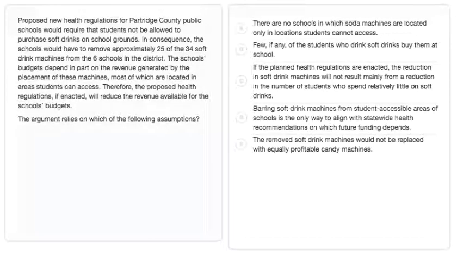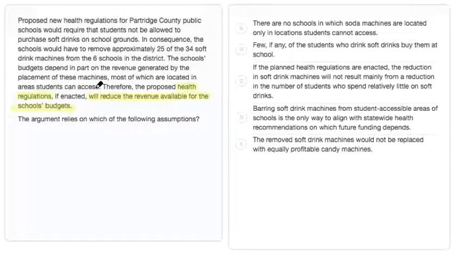Let's get a good grip on the argument before trying to pick out what it depends on. The conclusion here is in the last sentence: that health regulations, if enacted, will reduce the revenue available for the school's budgets. The regulations here are the ones that are going to remove soft drink machines from student accessible areas. The argument draws a direct link between removing soft drink machines and losing money, as if it's like step one, then step two, one after the other.